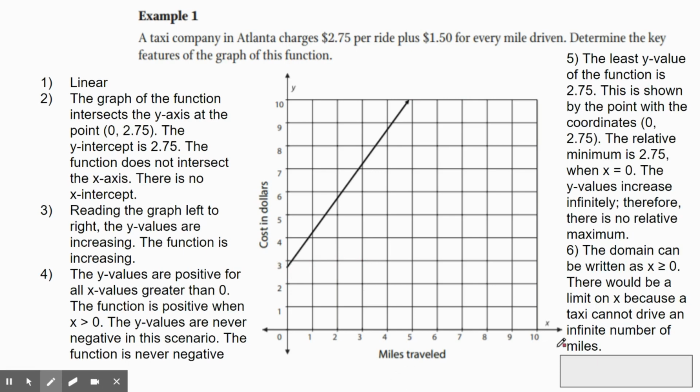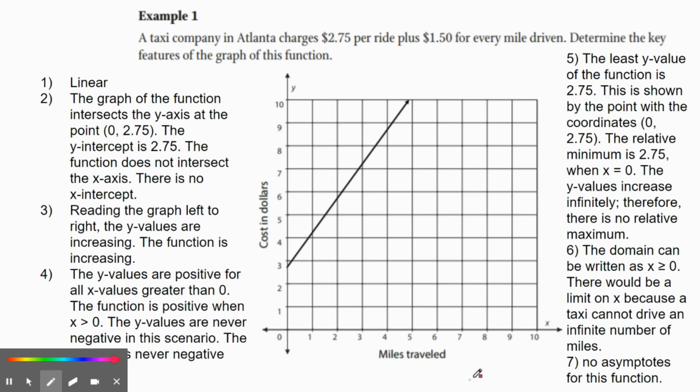The domain of this particular function, since it can only be positive miles traveled, will be x is greater than 0. And finally, since this is a linear function, there will be no asymptotes.